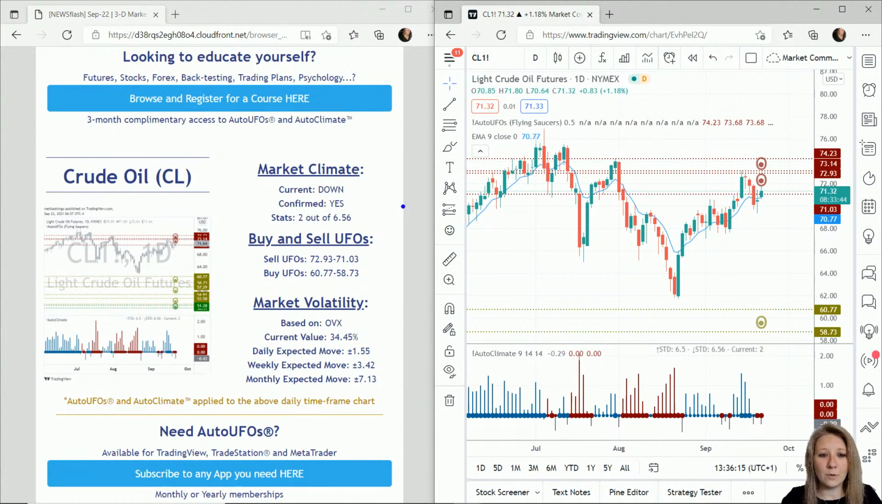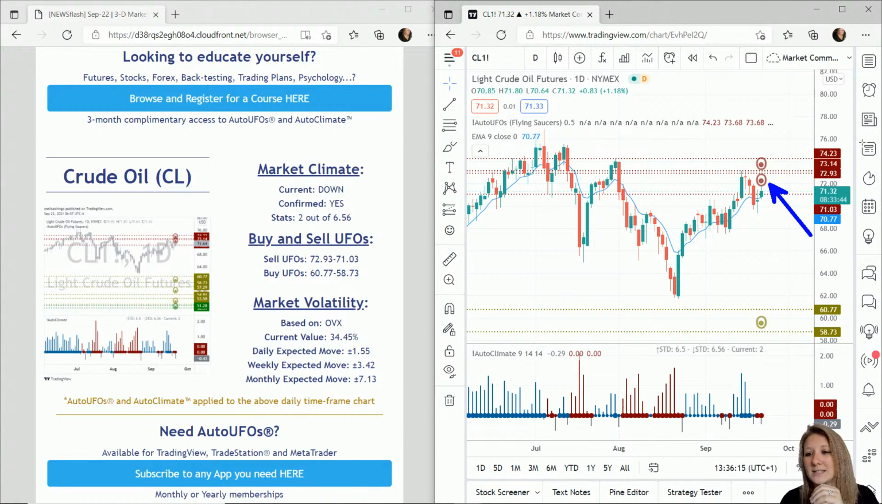Now, back to oil. We have a confirmed downwards climate here on oil as well. A thick red dot there, probability to the downside. Now, usually this market would go down for 7 candles, and we're on candle number 2. So at the start of what would be a usual move to the downside of 7. So that's good in terms of probability to the downside.